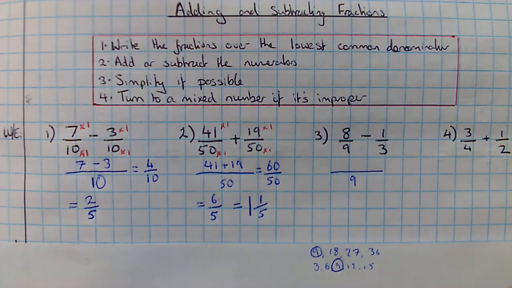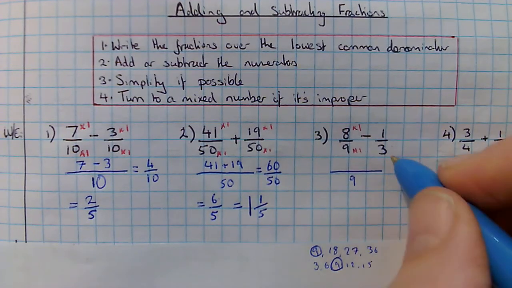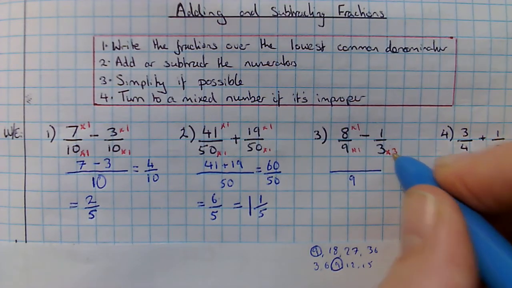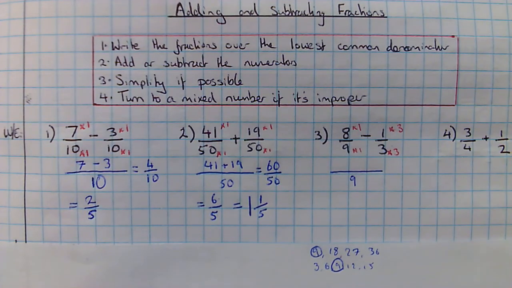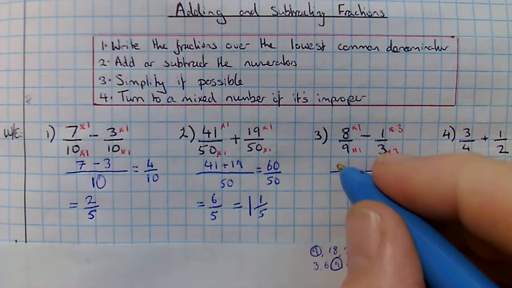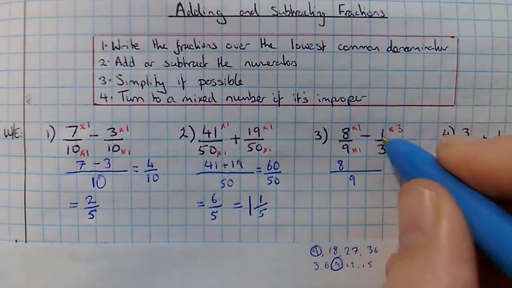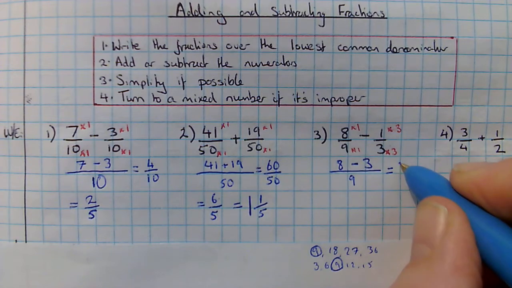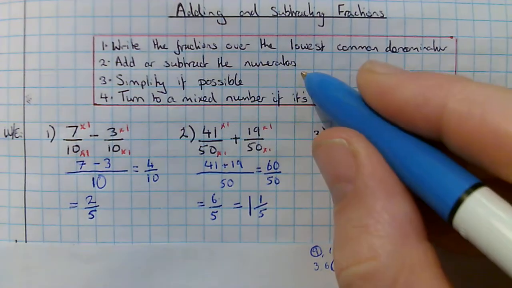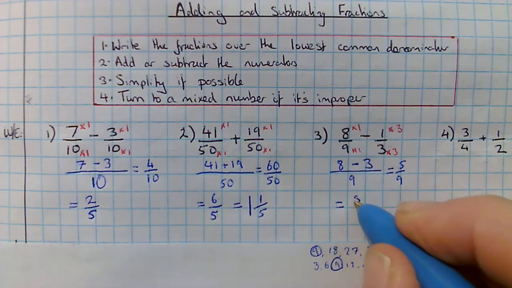To go from 9 to 9, I keep it the same. That's timesing by 1. To go from 3 to 9, though, I'm going to need to times by 3. So I need to do the same to my numerator, times it by 3. 8 times 1 is 8. 1 times 3 is 3. 8 take away 3 gives me 5 out of 9. Simplify if possible. If not possible to simplify, turn to a mixed number if it's improper. It's not improper, so my final answer is 5 out of 9.